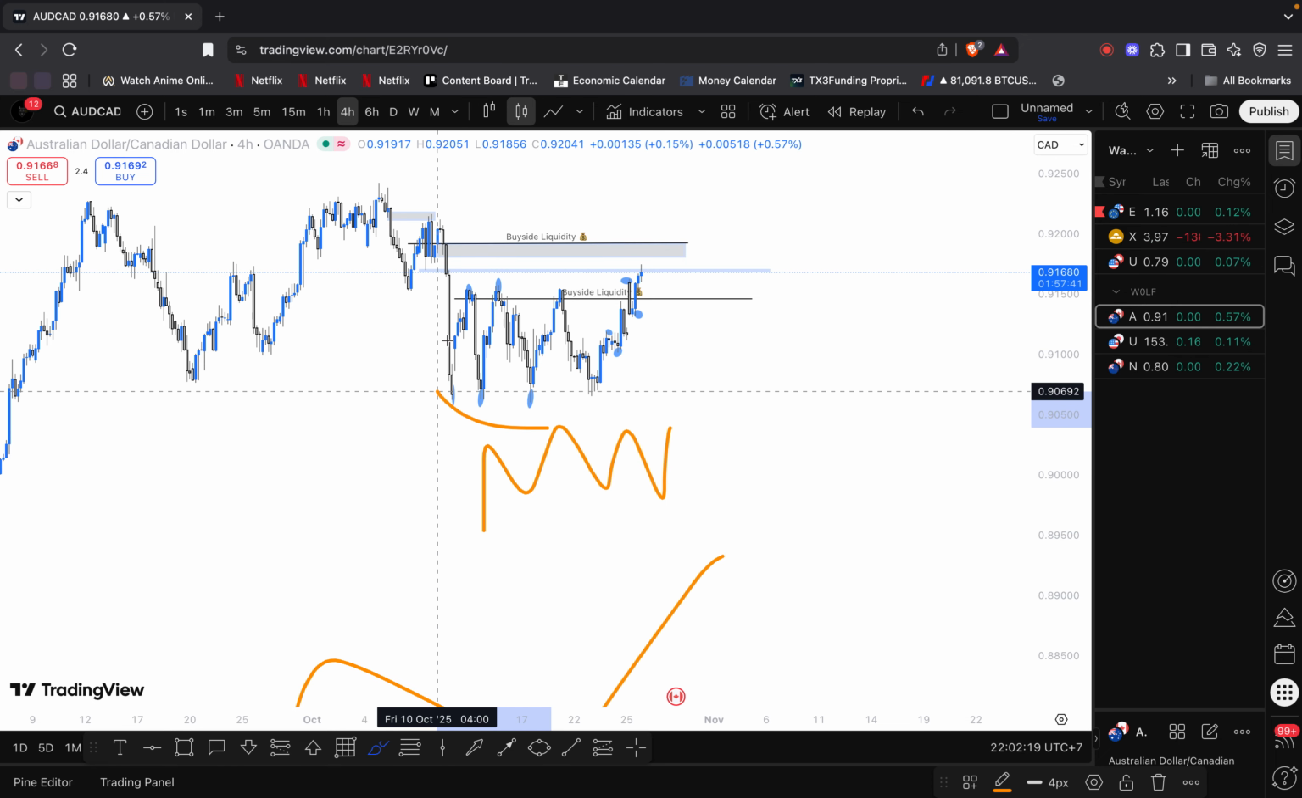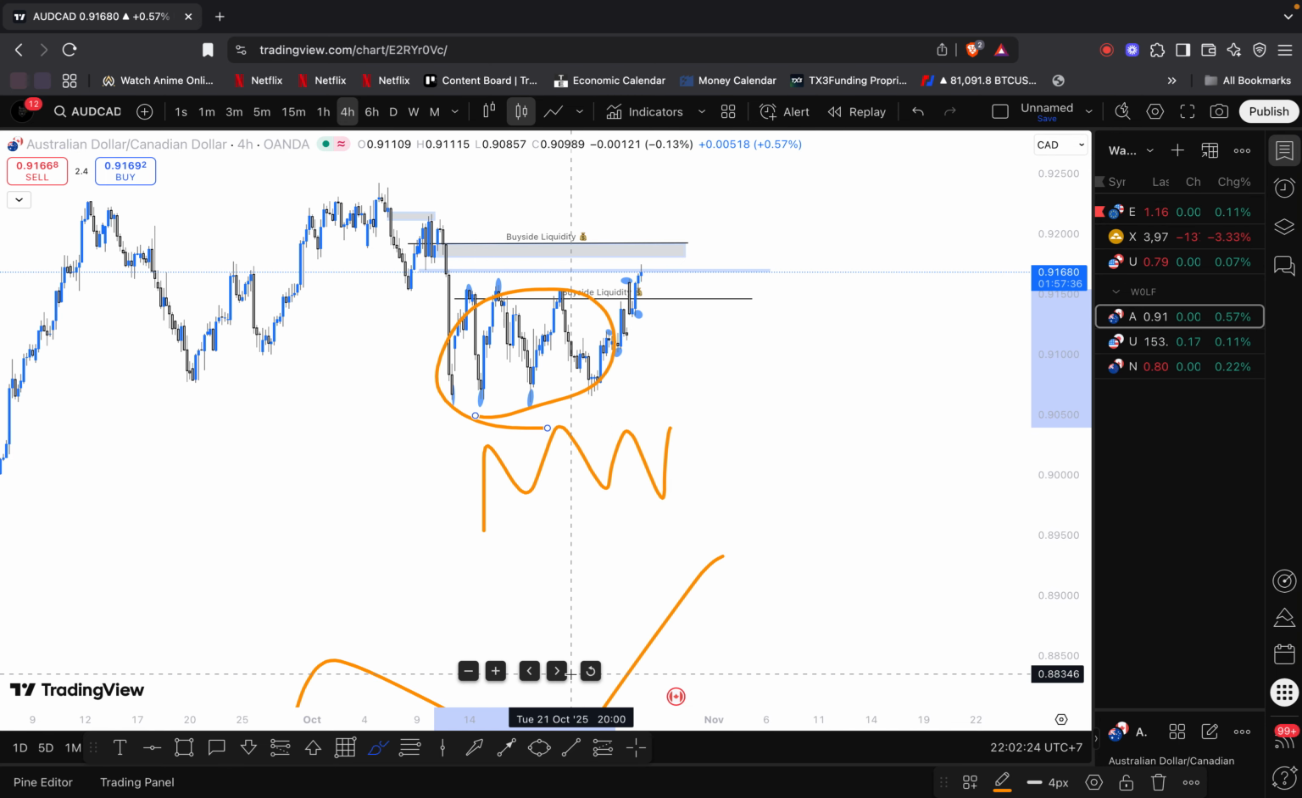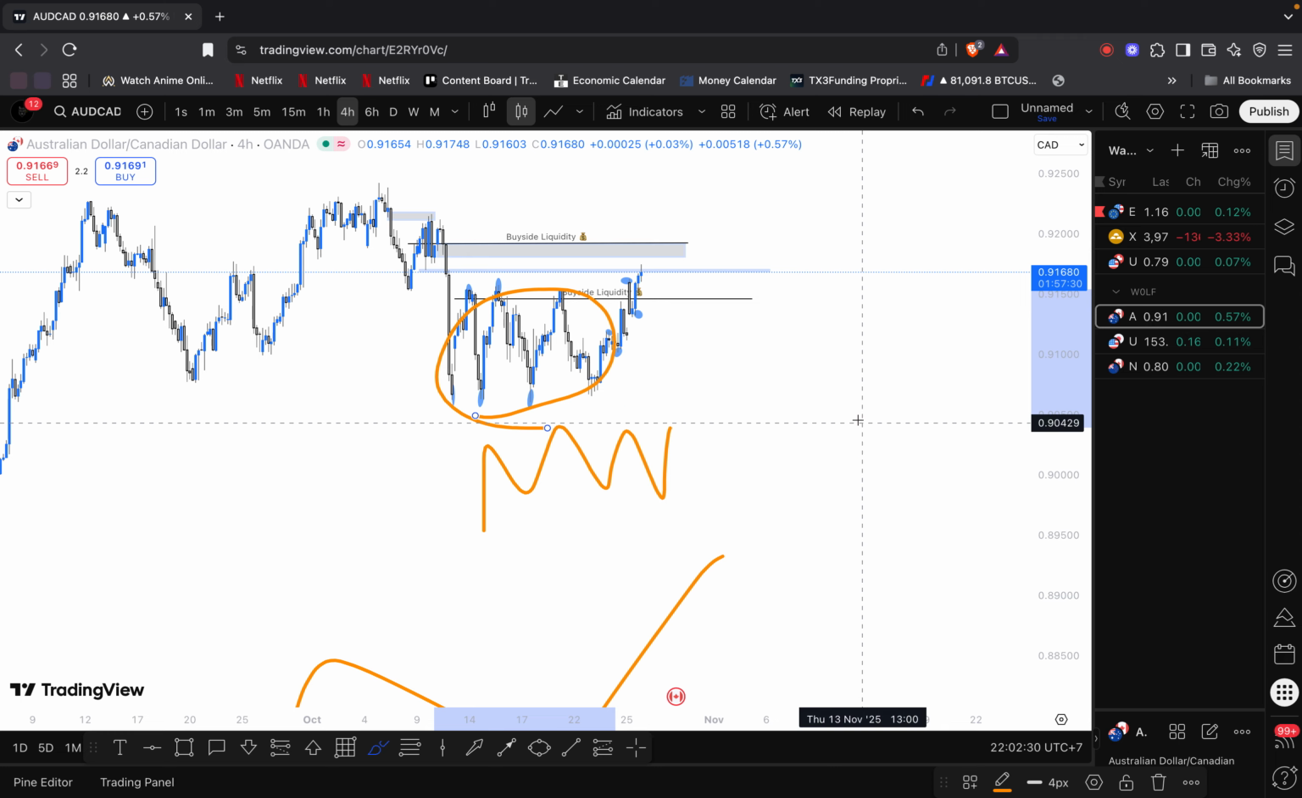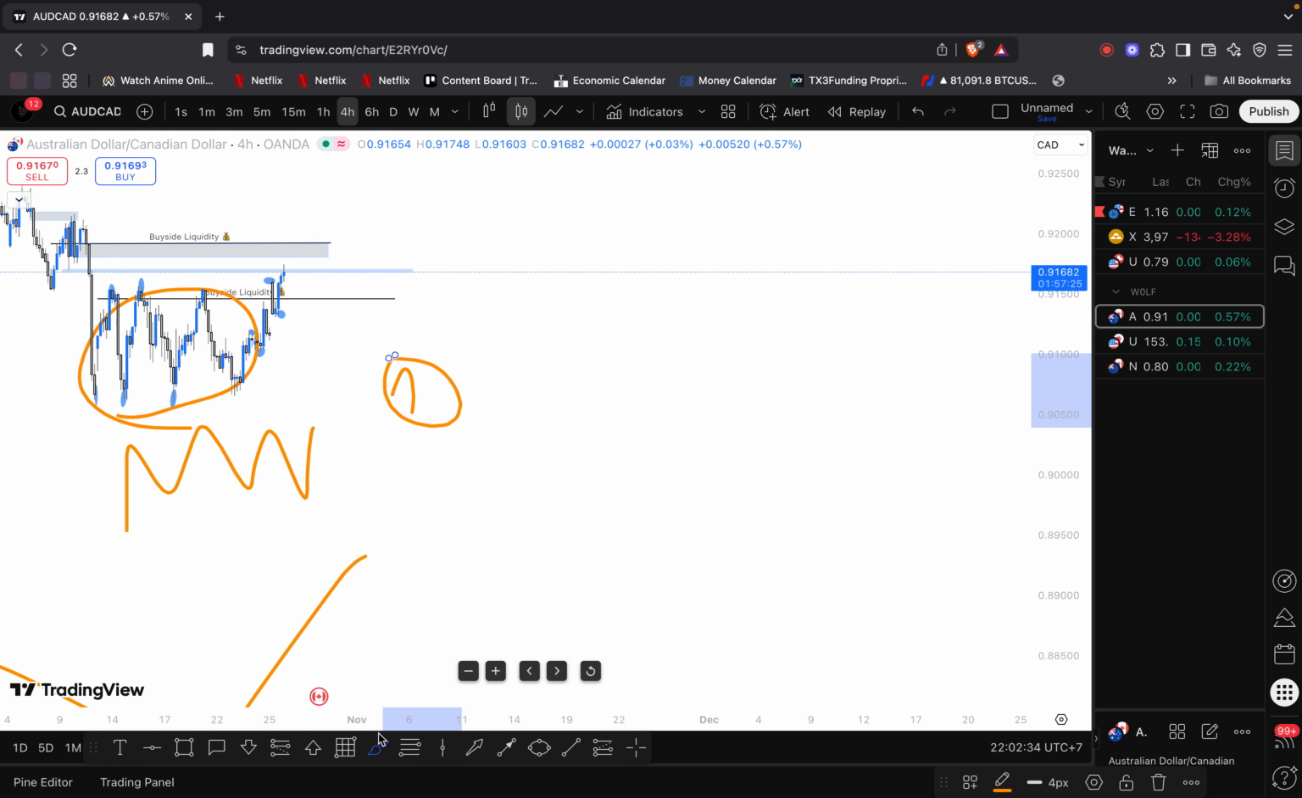Right here, the market was going sideways for a while, which is why I didn't trade this pair, because I don't trade when the market's going sideways. I trade when the market is moving with clear direction. So the first step to trading is we need clear direction. I'll even write that down. Clear direction.